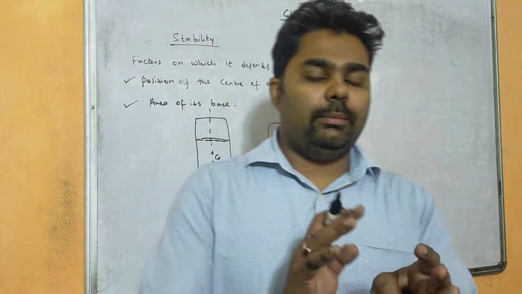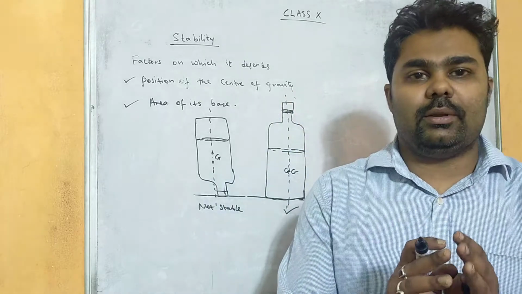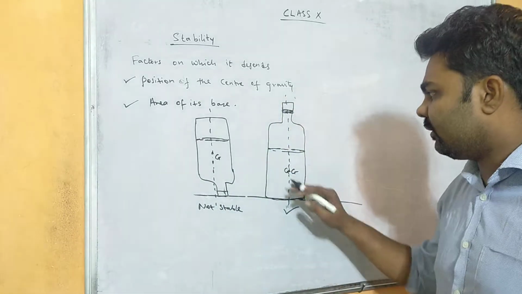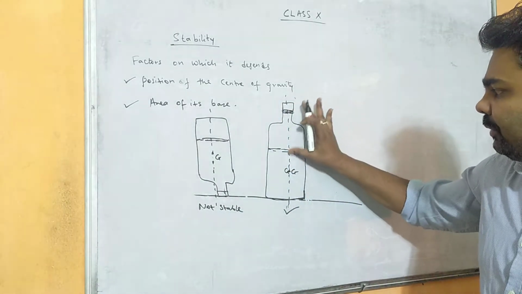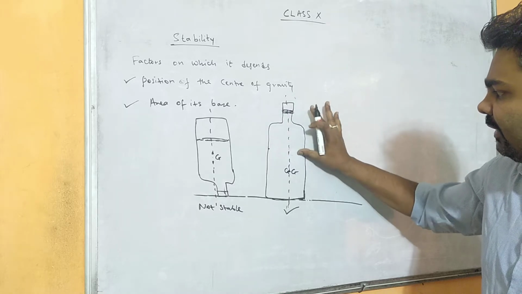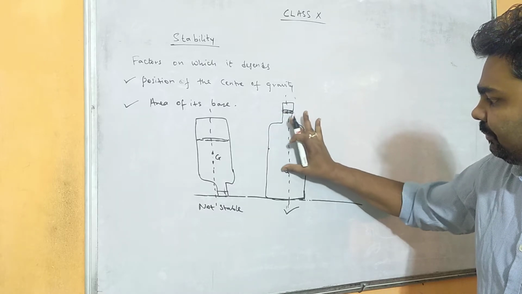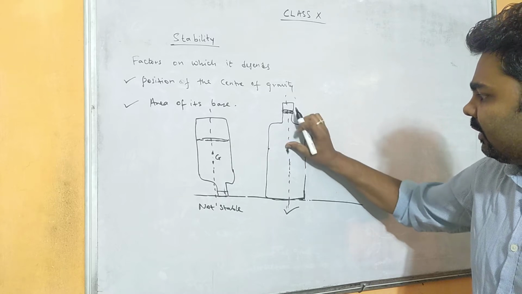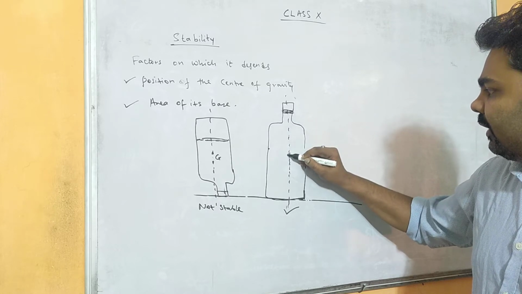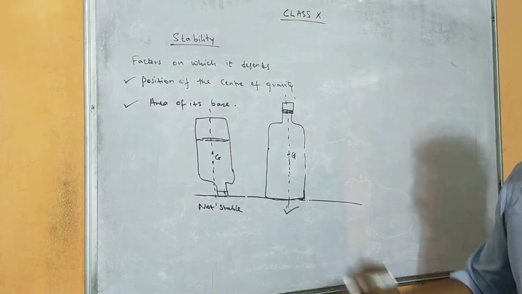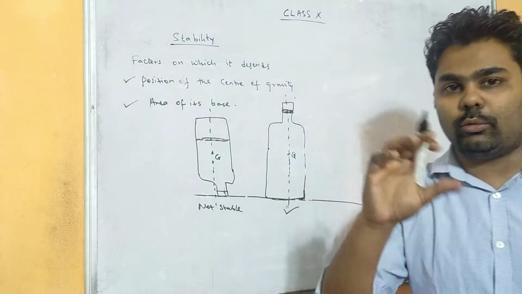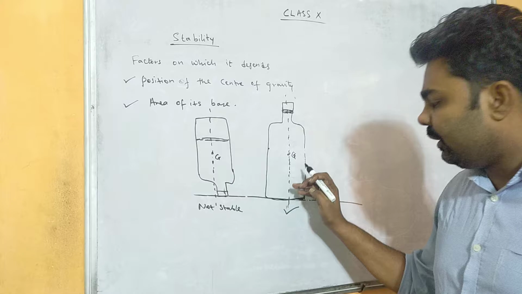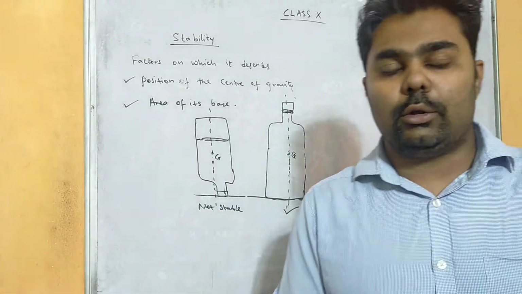Now stability also depends upon its mass. When the bottle is empty, the center of gravity will be its geometrical center. Suppose the geometrical center is here, then the center of gravity should be here. But when we fill this bottle with some water, the center of gravity will come towards the lower end of its base.